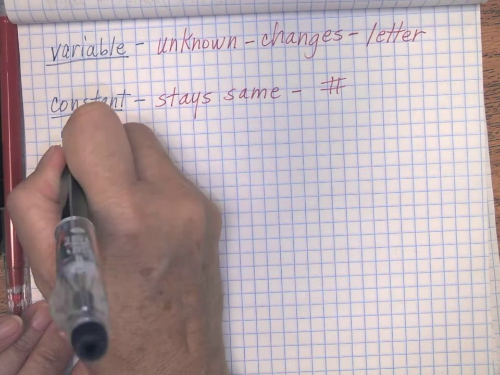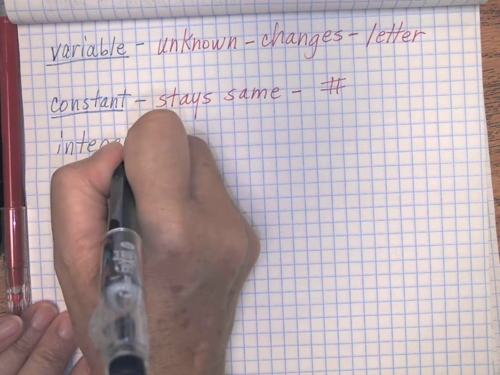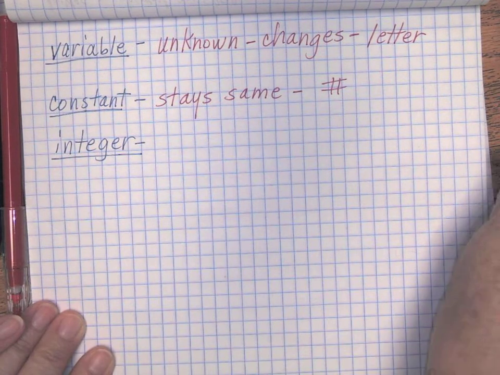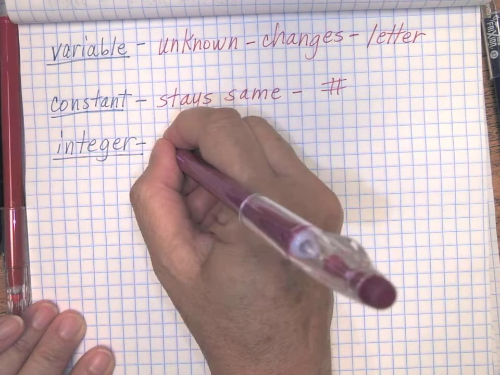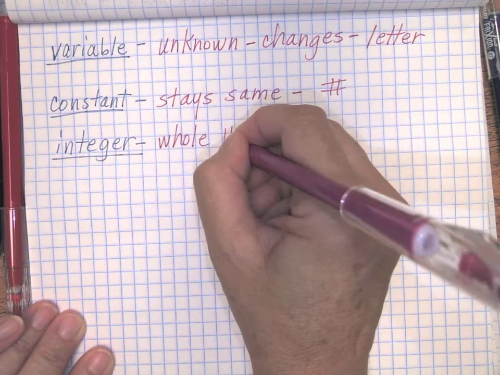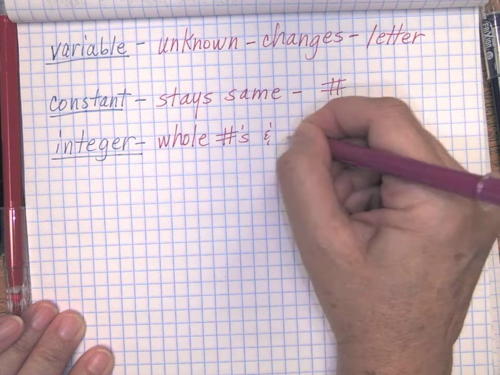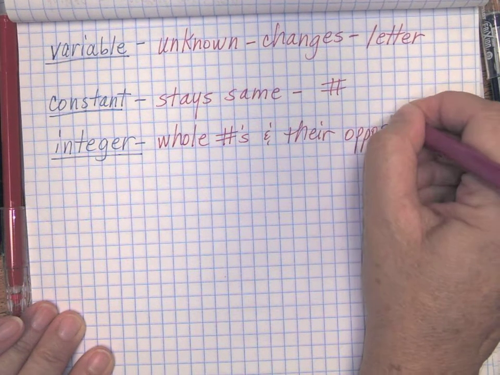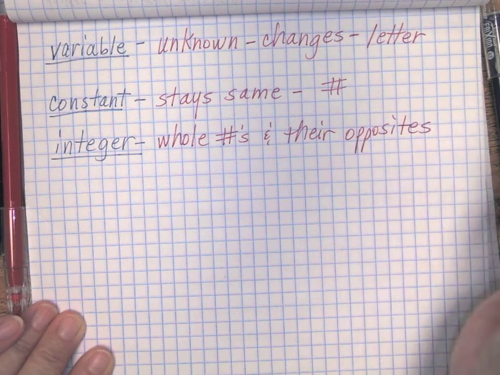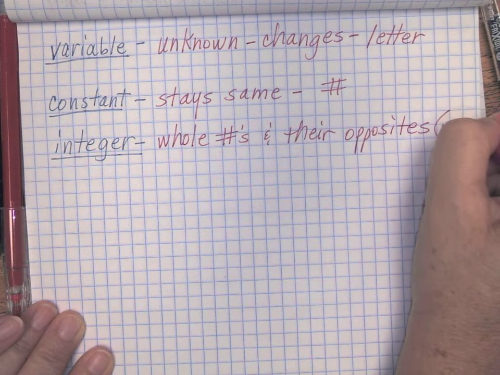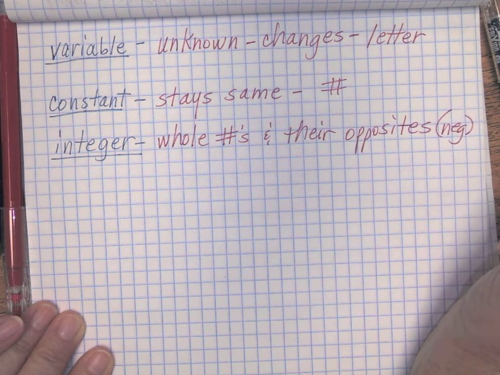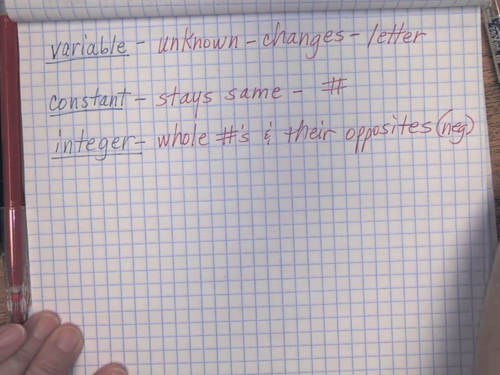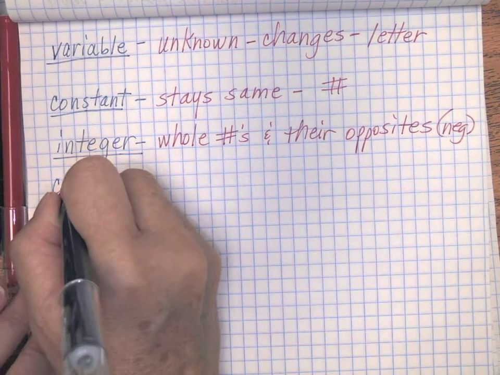So integer. In math, in algebra, and higher maths, upper level maths, you will often see the word integer. Integers are the whole numbers and their opposites. That would mean the negative numbers. The negative numbers are their opposites. So we would have 0, 1, 2, 3, 4, 5, -1, -2, -3. So you can tell it doesn't include any fractions or decimals.